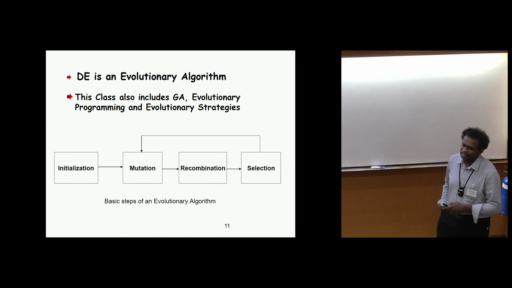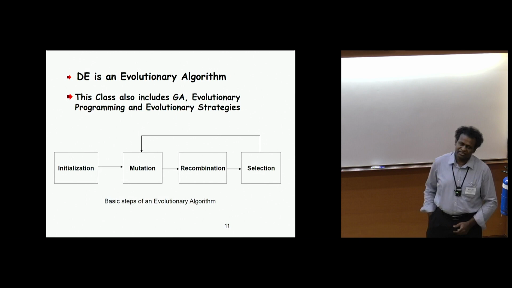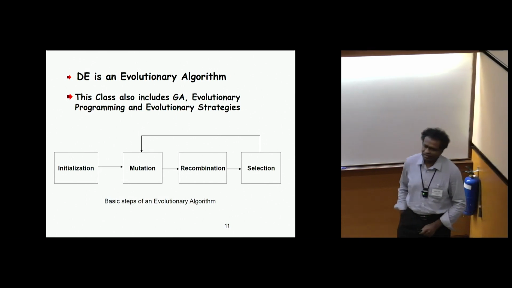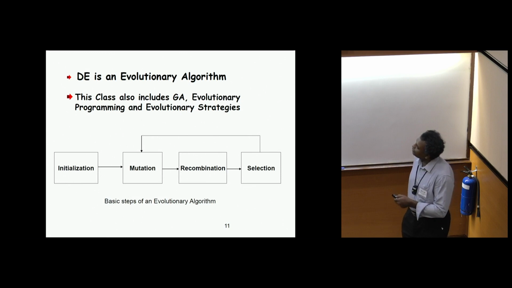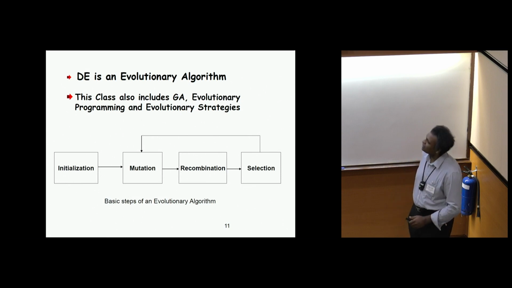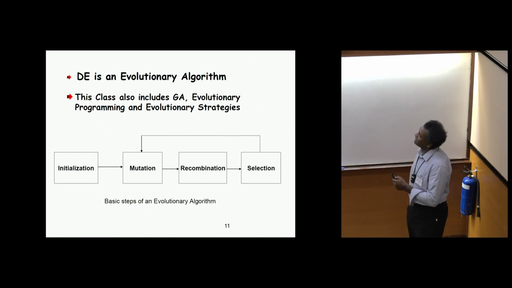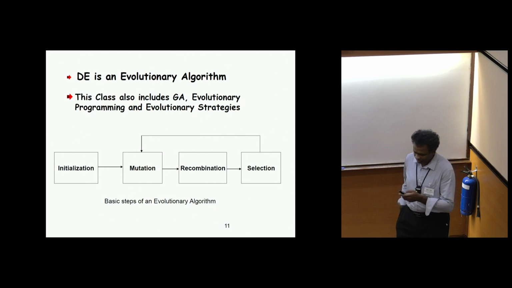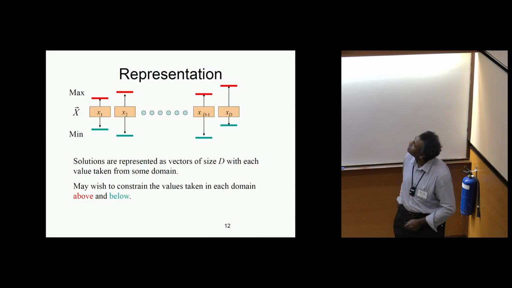There's a little difference here compared to a genetic algorithm, for example. A genetic algorithm will do crossover first and then mutation. Differential evolution does it slightly differently: mutation first, followed by crossover. Then the selection. The selection is also slightly different in differential evolution. So I will highlight those things.